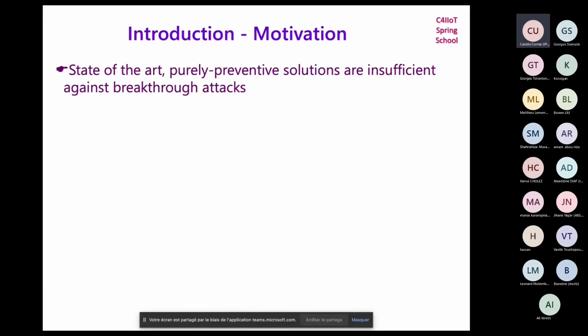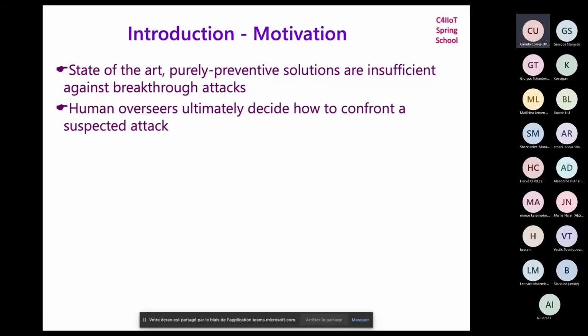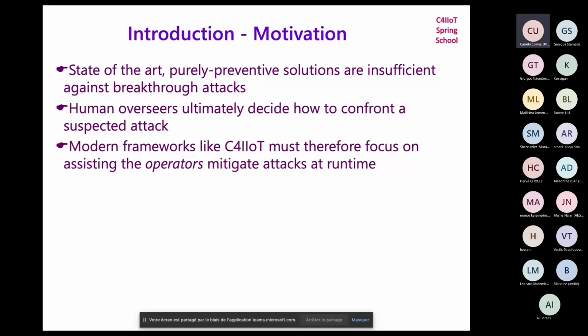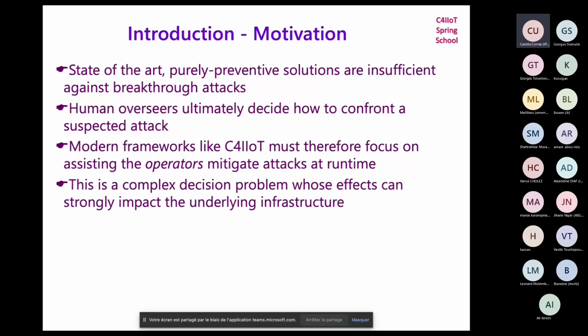So where was I? Yeah, I was trying to go into the motivation of why we should study this and why this is an interesting problem. Essentially, breakthrough attacks that go through the preventive measures cannot be solved with purely preventive solutions. So something must be done at runtime to tackle this problem. And ultimately, as is seen in the C4IoT project, it's the human operator who must take the final decisions. So frameworks like C4IoT must focus on helping these operators make the right choices when it matters.